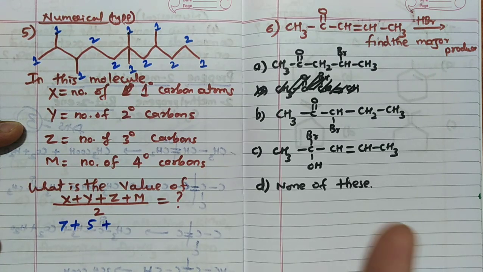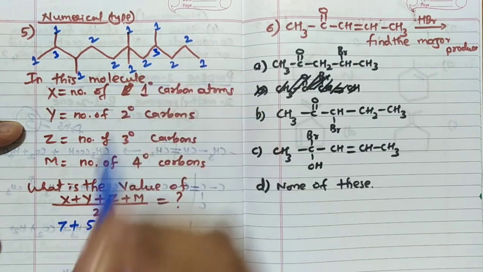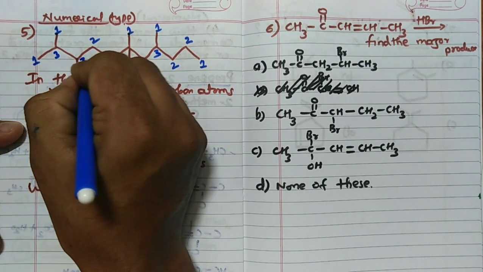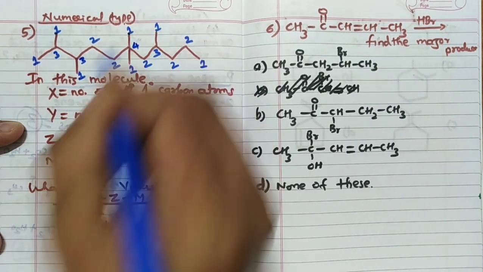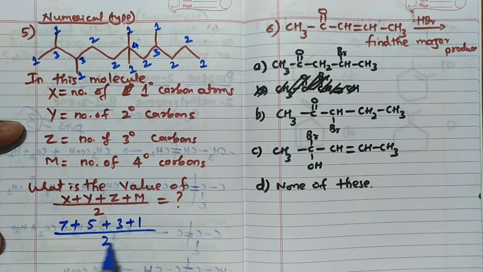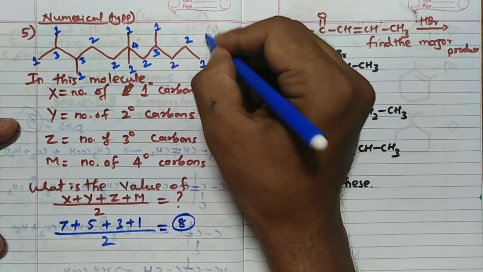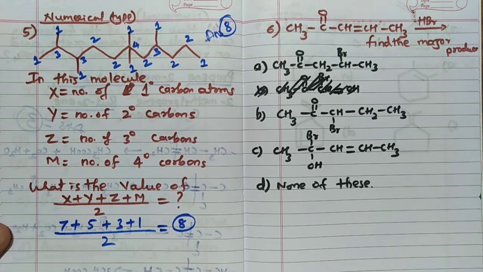Then Z is tertiary. Tertiary means 1 carbon surrounded by 3 more carbons. So this is tertiary, this is tertiary, and this one is tertiary. 3 are there. So 3 plus quaternary is only 1. Quaternary is only 1. Divided by 2. So total 7 plus 3, 10 plus 6, 16 divided by 2 is 8. So the answer for this question is, remember, 8.